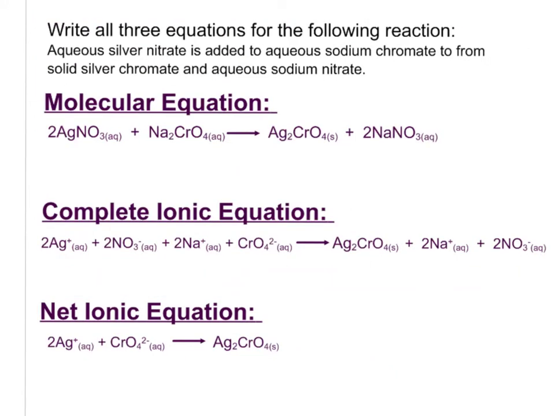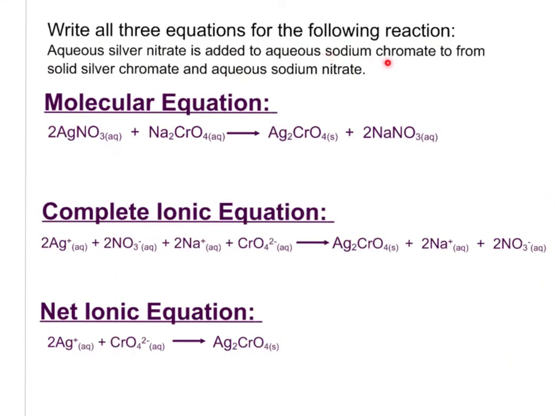Now, let's do an example together. Write all 3 of these equations for the following reaction. If we take aqueous silver nitrate, add it to aqueous sodium chromate, and form solid silver chromate and aqueous sodium nitrate, what are those 3 reactions going to look like? So let's start with our molecular equation. Silver nitrate we have right here, and technically it would be silver 1 nitrate. If it's not indicated, silver is usually a +1.